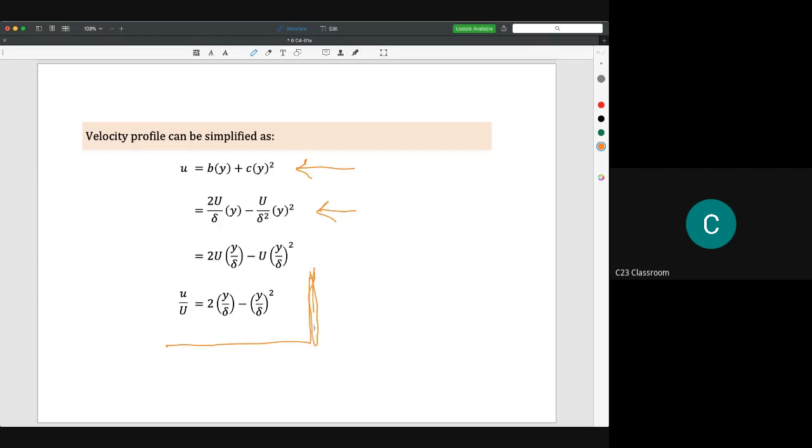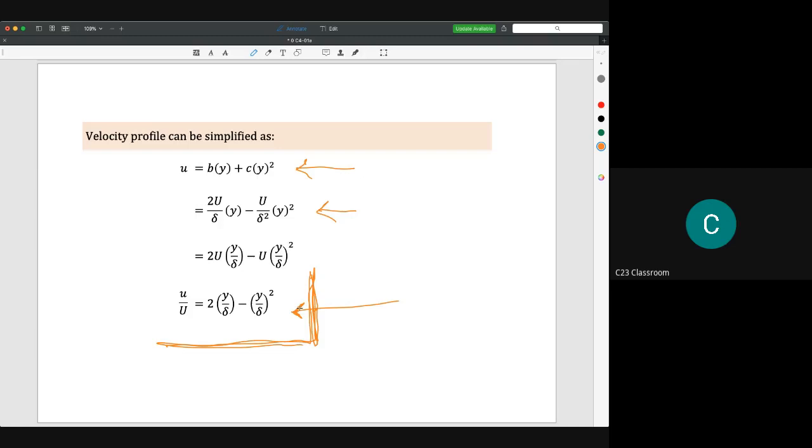So every time you solve a problem, if the problem says that the velocity distribution is quadratic, you may use this equation straightforwardly, because this is the common velocity. It is the correct velocity profile for the second order polynomial. So this is how I show you the idea of how to determine the velocity profile for the second order polynomial.